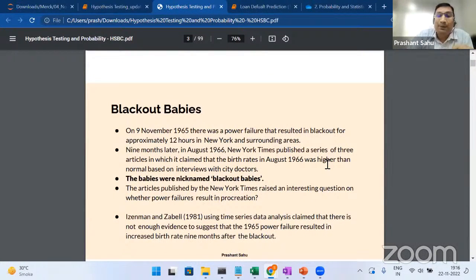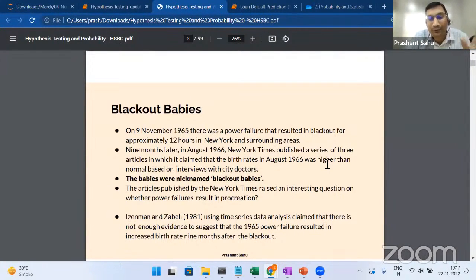So the articles published by the New York Times raised a very interesting question: whether the power failure actually resulted in this additional birth rate or procreation. So 15 years down the line, two statisticians used time series data and finally claimed that there is not enough evidence to suggest that the 1965 power failure resulted in increased birth rate 9 months after the blackout.